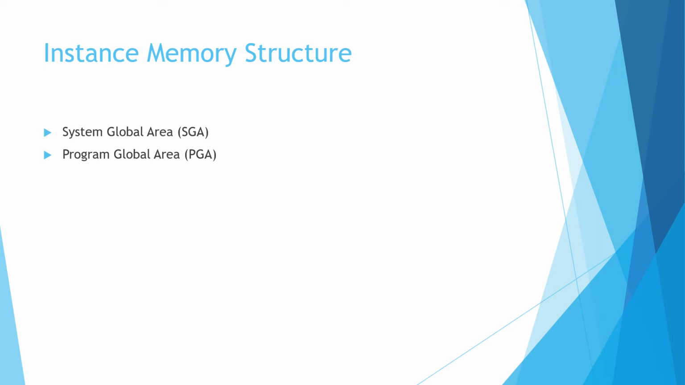The PGA is used by each Oracle process on the server. This includes background processes and server processes. Each process has its own PGA, which includes information about the session, sort area memory size, hash area, and so on.